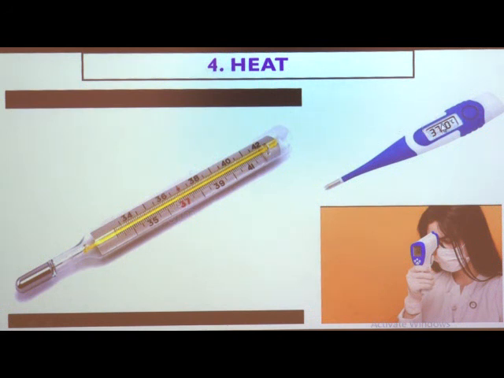But with a digital thermometer, we have to hold it in our hands, which means we have to touch the thermometer. But nowadays we cannot touch anyone to measure the temperature of their body. So that is why we use this type of thermometer, which is known as a laser thermometer. Okay, so these types of thermometers are used nowadays.